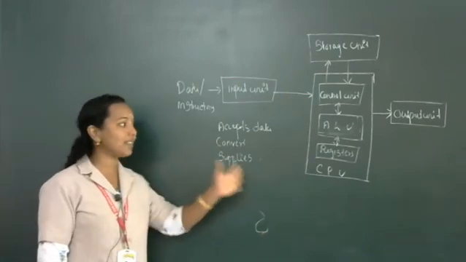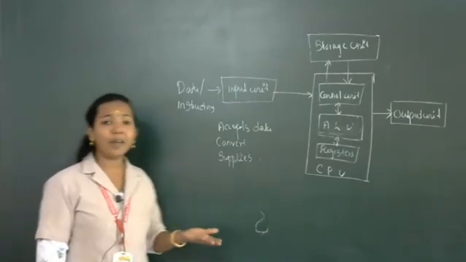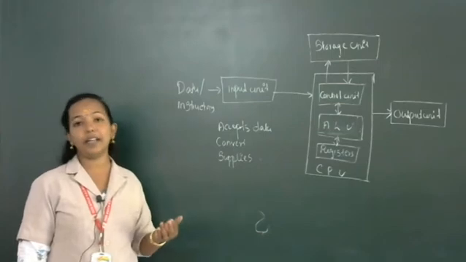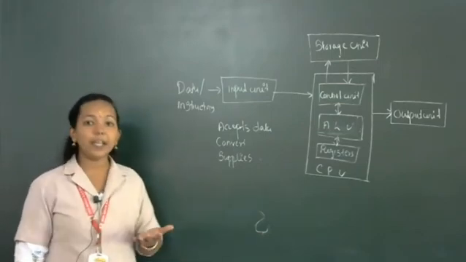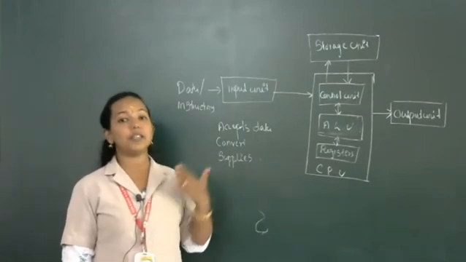Okay, it supplies data to the processor for processing. Commonly used input devices: keyboard, mouse, these all are commonly used input devices. Clear? So what does it mean by input unit? Input unit is used to transfer data from the sources.